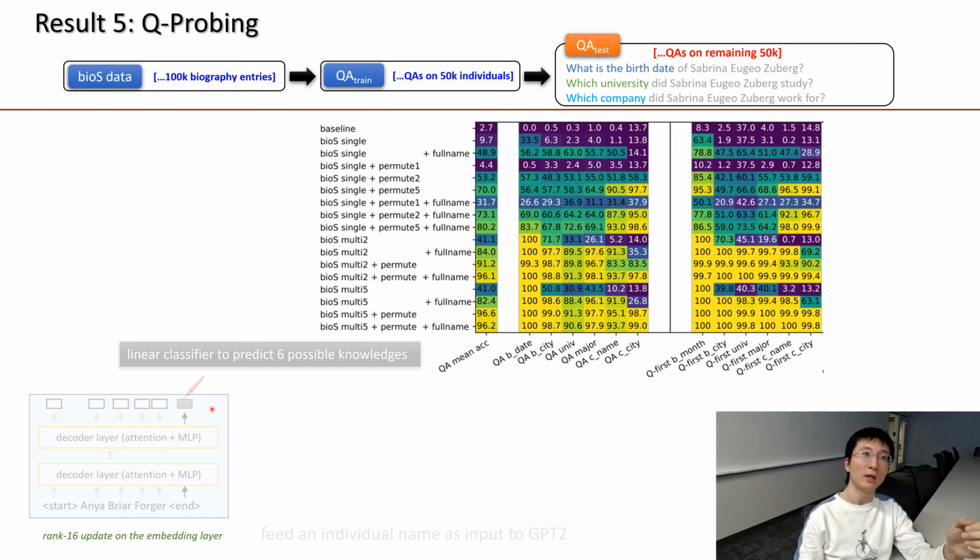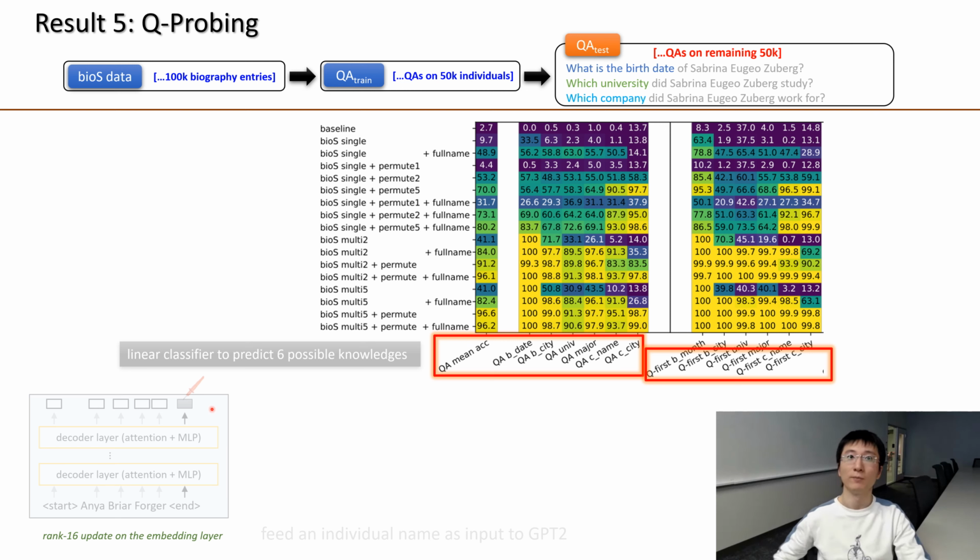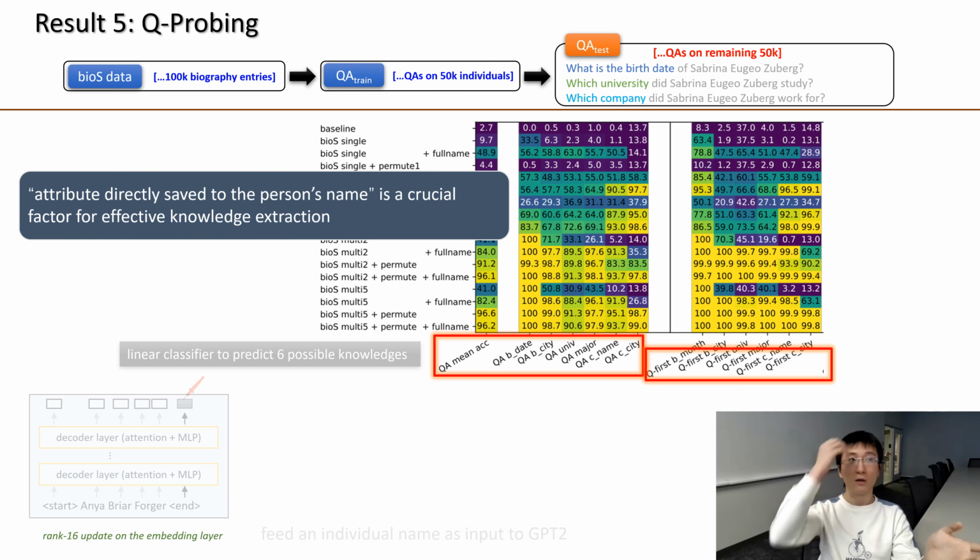And here is what we found out. On the left, you will see the QA fine-tuning accuracy, and on the right, you will see the Q-probing accuracy. Although the probing accuracy has different numbers compared to the QA test accuracy, the entire pattern of the two tables looks exactly the same. This means that whether or not the attribute is directly stored on the person's name is a crucial factor for effective knowledge extraction. So this is what we found out using the second type of probing.